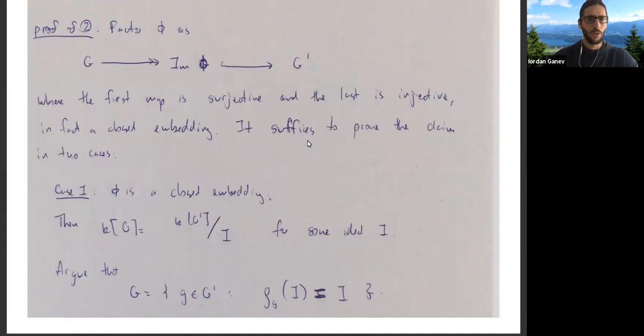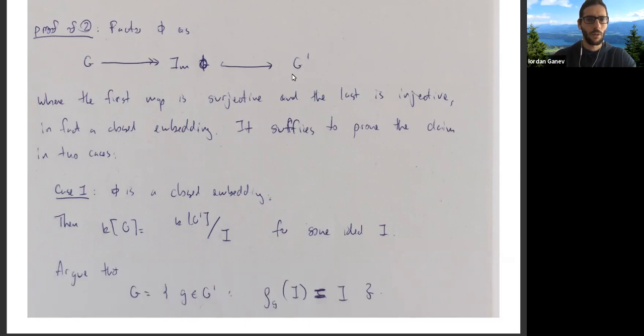So the first thing we do is we factor phi as the following. We first have a surjection of G onto its image. We know that the image is an algebraic variety and it's closed inside of G prime. And then we embed that image inside of G prime. This is a bit similar to what we did last time when we had a linear map of vector spaces, except there we had first an injection and then a surjection.